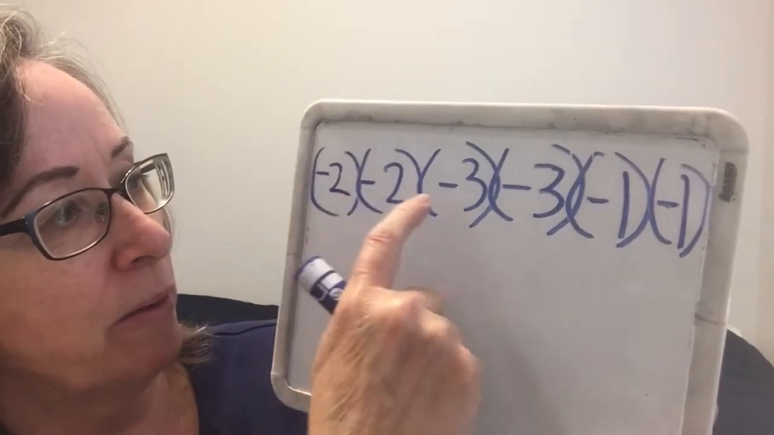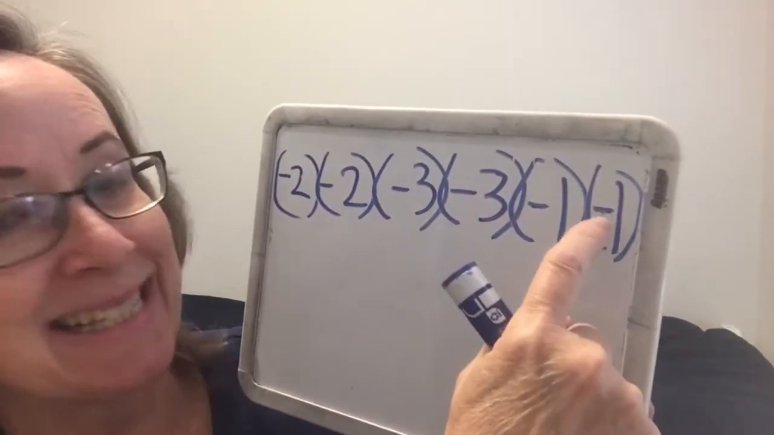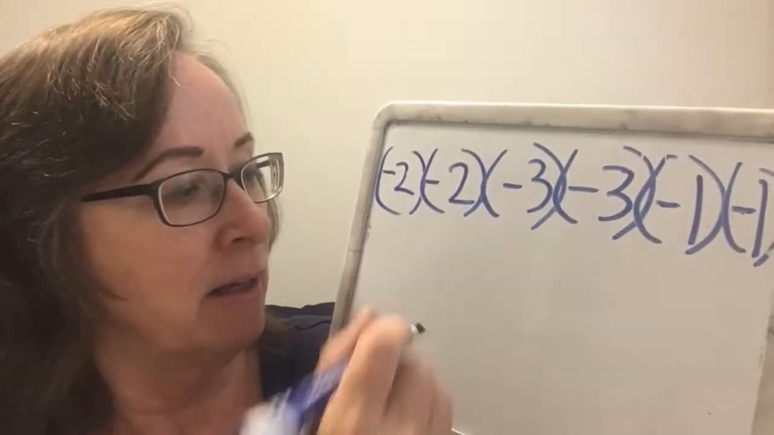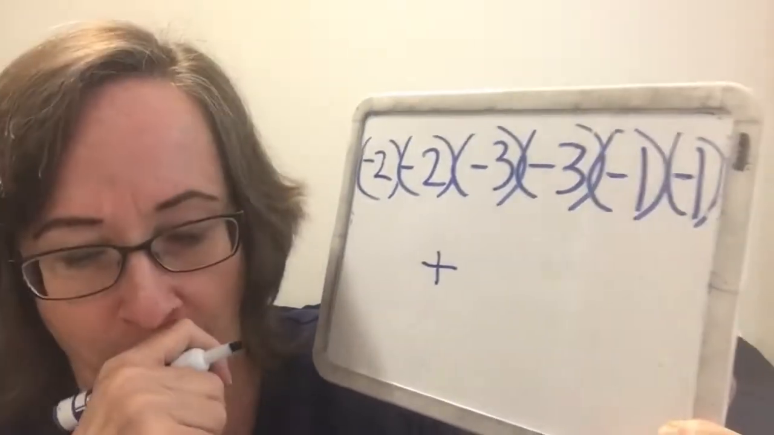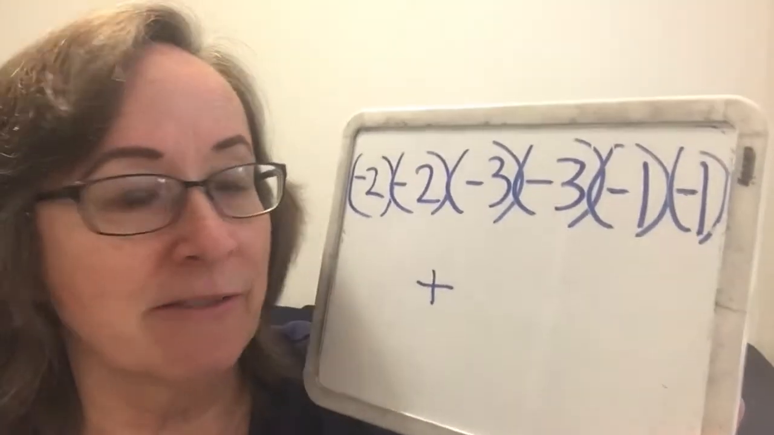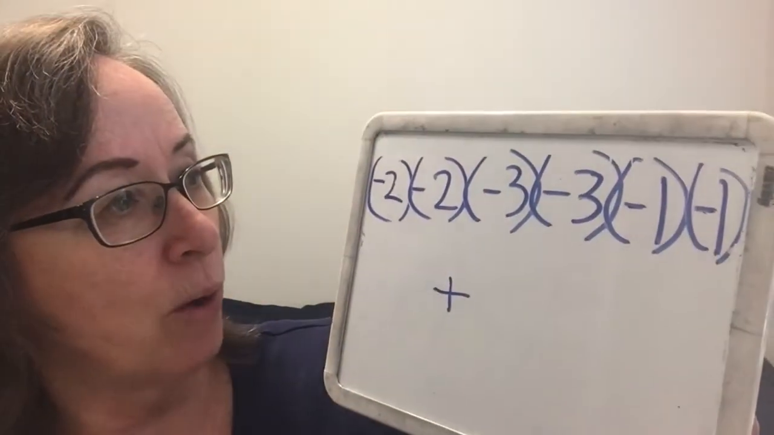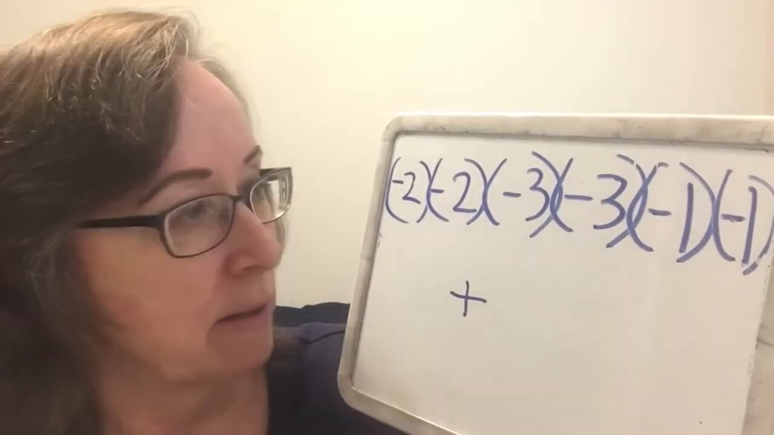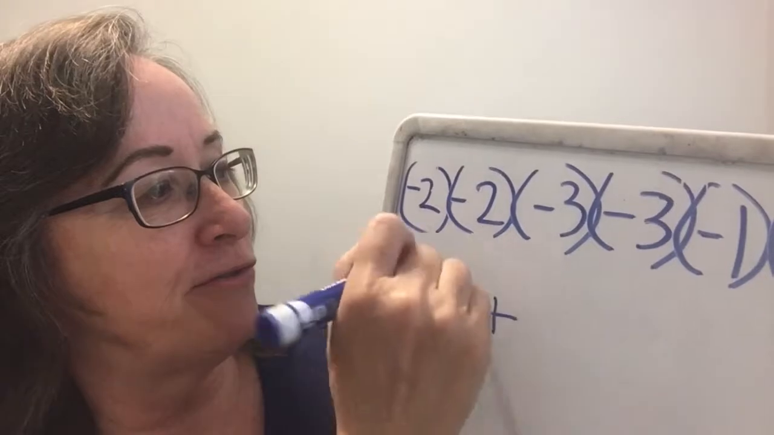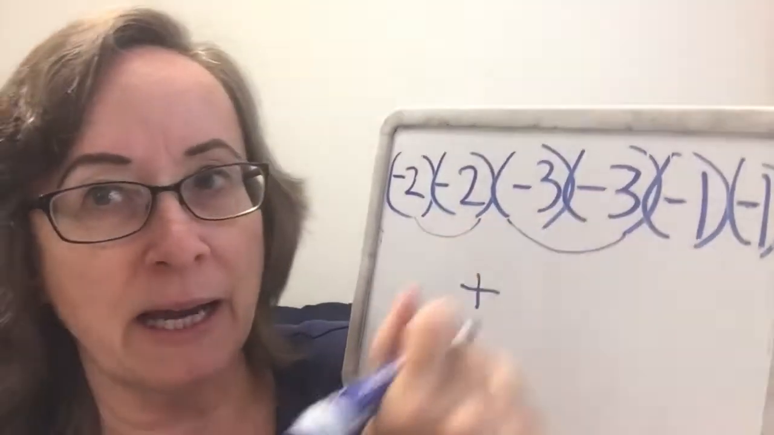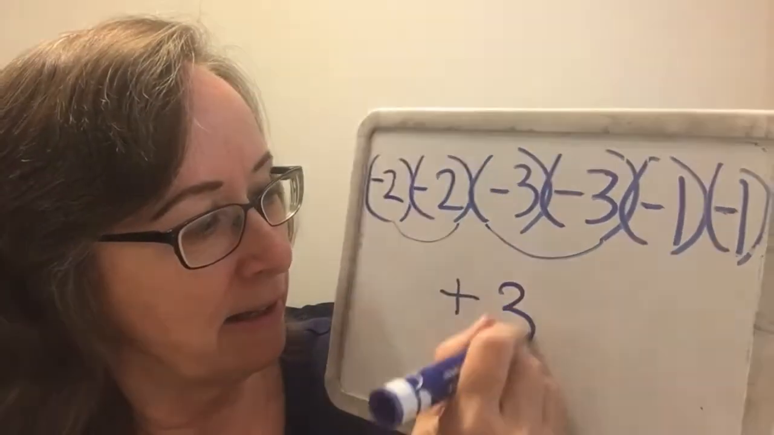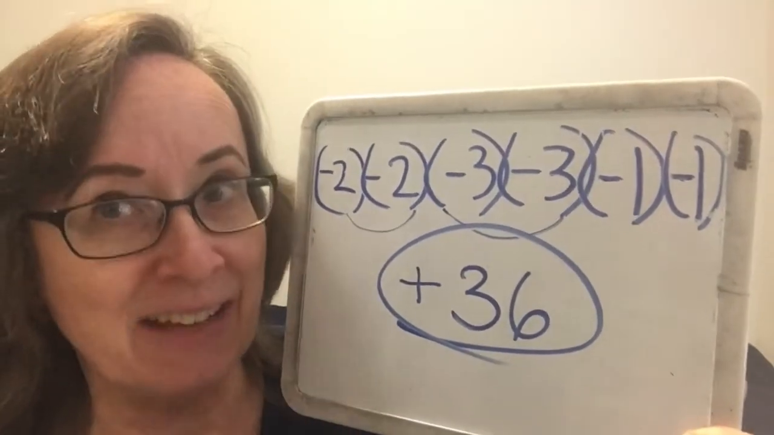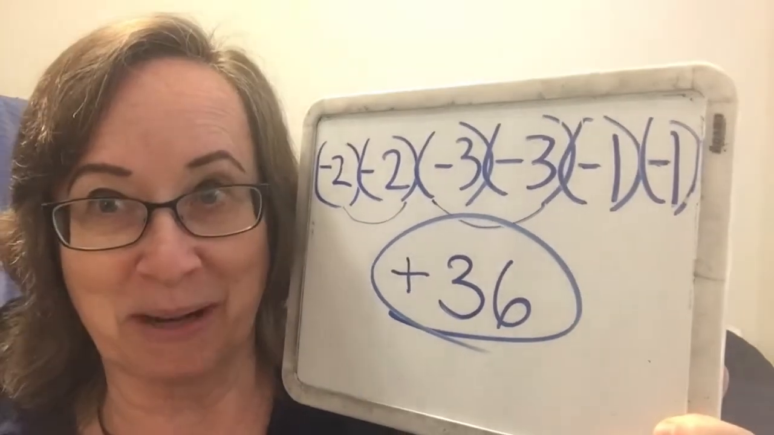1, 2, 3, 4, 5, 6 negatives multiplied together. 6 is even. We expect a positive answer. So I don't have to worry about the ones because anything times 1 is just the same number. So 4 times 9 is 36. Positive 36 is my answer because I have an even number of negative numbers.